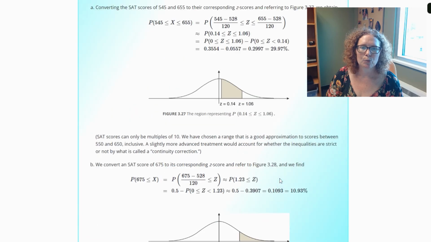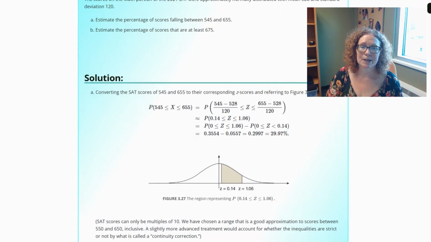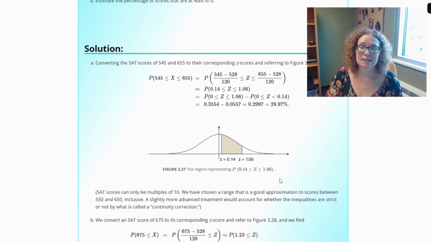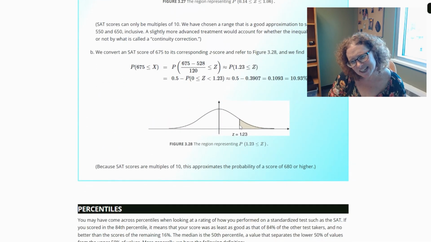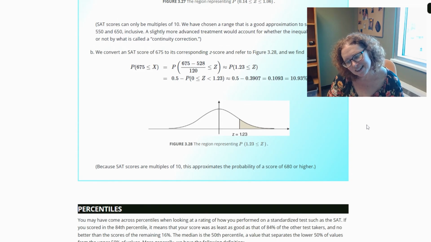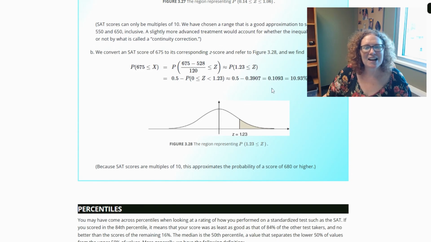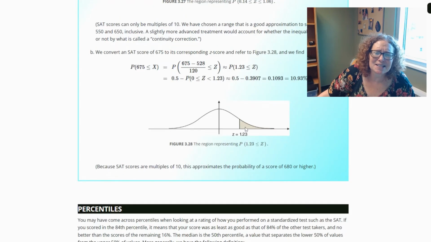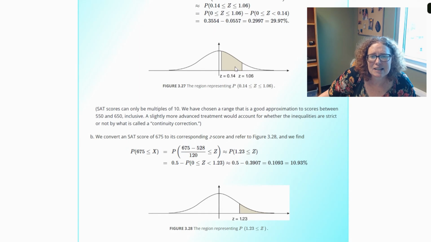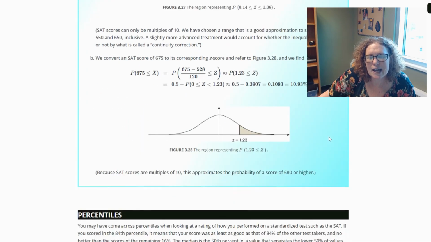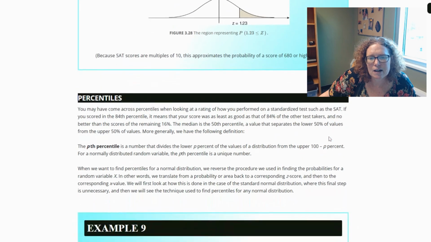And so then we're going to estimate the percentage of scores that are at least 675. So that portion from right there all the way to there. And when you figure that out, that's 10.93. And that makes sense because that's a smaller area than the area that you get from part A of the problem.